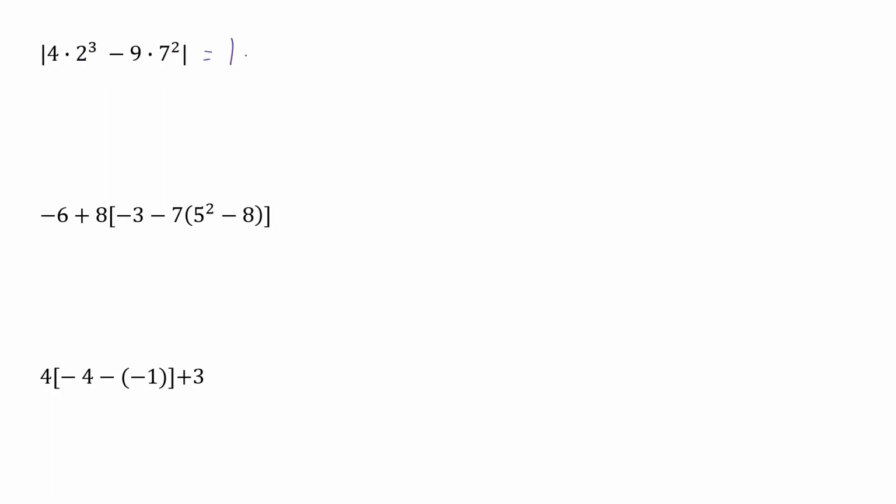So let's say we have the absolute value of 4 times 2 cubed. Well, 2 times 2 is 4, times 2 more is 8, minus 9 times, well, 7 times 7 is 49. Okay, now we have a product and a product and then a subtraction. So first we're going to have to do those products. 4 times 8 is 32, minus, well, now I'm for sure going to have to write this out.